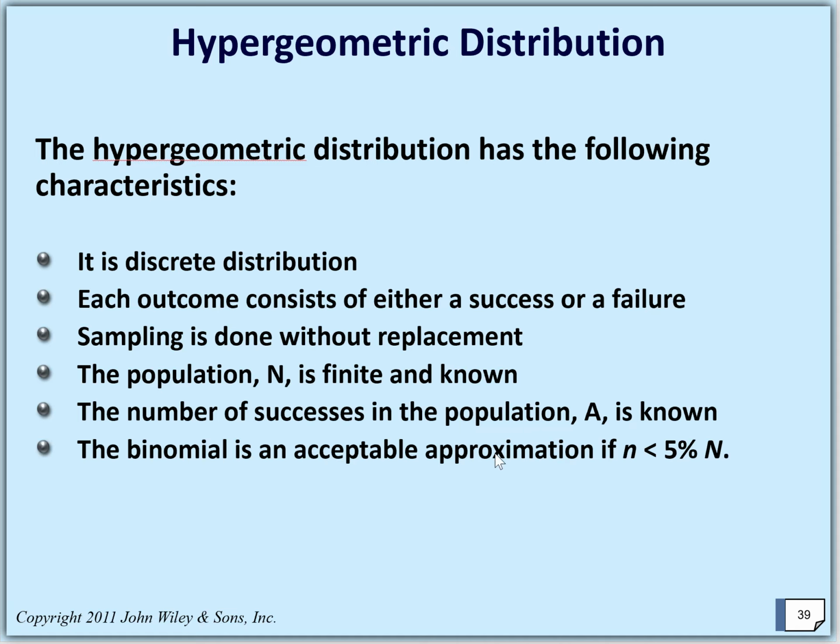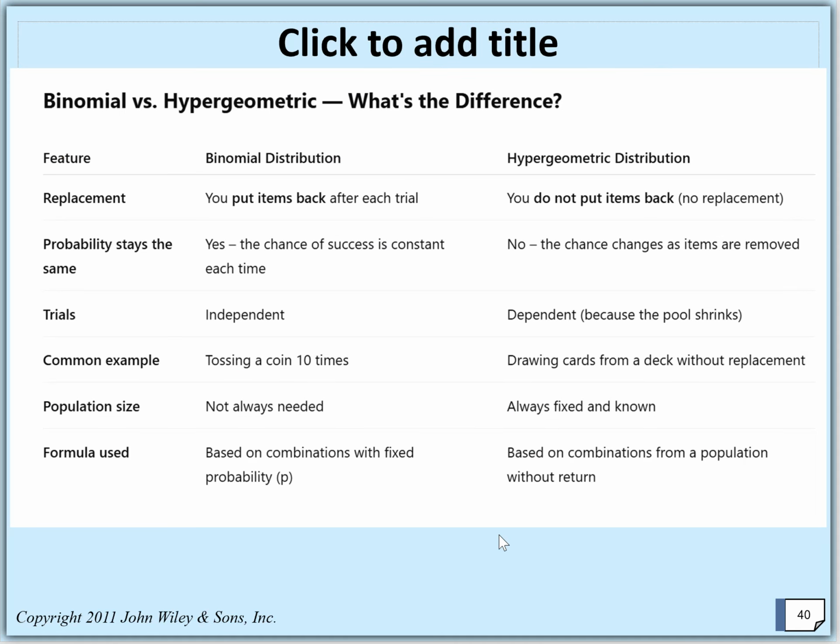Binomial is an acceptable approximation of hypergeometric if the number of candidates that you've selected is less than 5% of the total population. Okay, lots of words. So what is the main difference between binomial versus hypergeometric? Number one is replacement. In binomial, we put items back after each trial. In hypergeometric, you don't put items back.